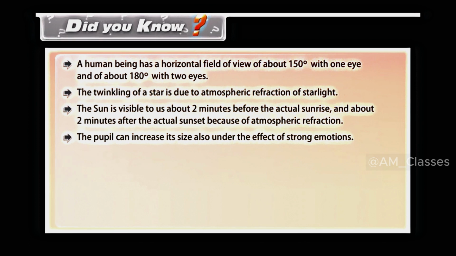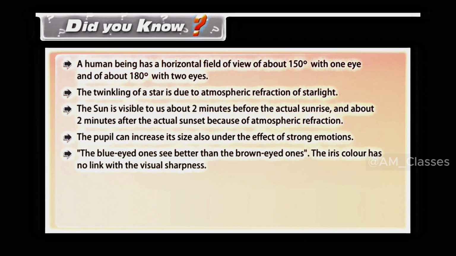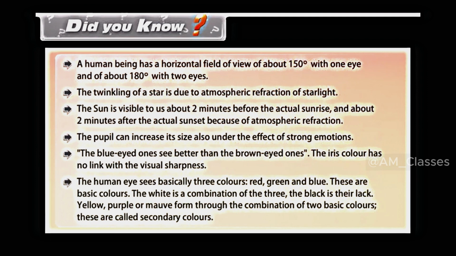The pupil can increase its size also under the effect of strong emotions. The blue-eyed ones see better than the brown-eyed ones. The iris color has no link with the visual sharpness. The human eye sees basically 3 colors: red, green, and blue. These are basic colors. White is a combination of the 3. Black is their lack. Yellow, purple, and mauve form through the combination of 2 basic colors. These are called secondary colors.